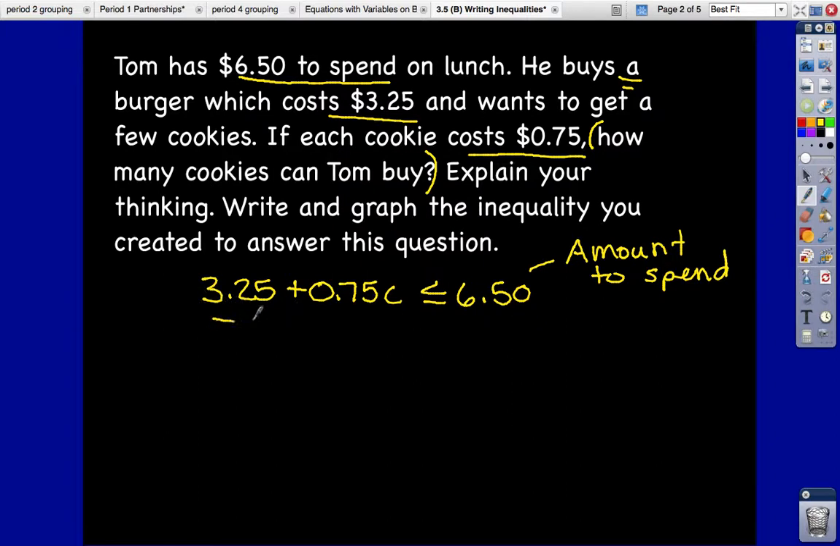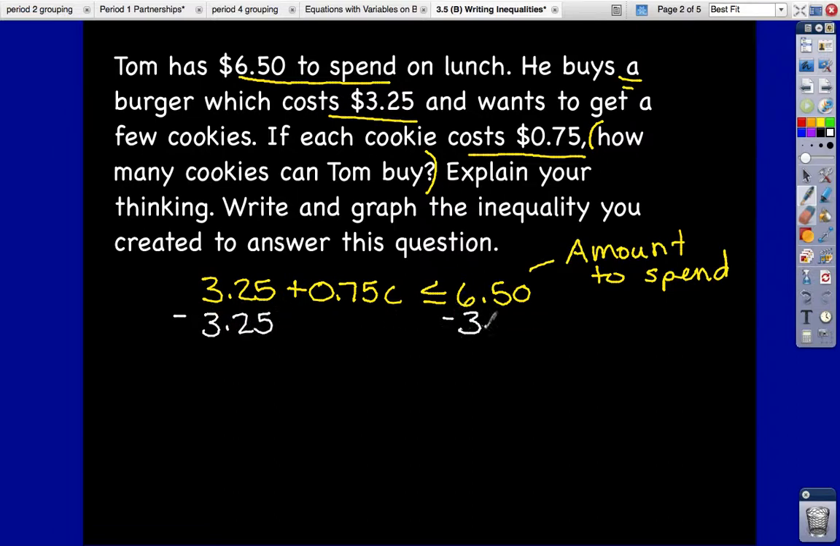On the right-hand side, all this stuff, I put his expenses. I'm describing his expenses, right? Here's the one-time burger, and here's the cost per cookie. So now I've got a two-step inequality that I can solve for C and figure out how many cookies he could buy because it asks you how many cookies can Tom buy. So you may have already imagined this. The first step is to subtract 3.25 from both sides.